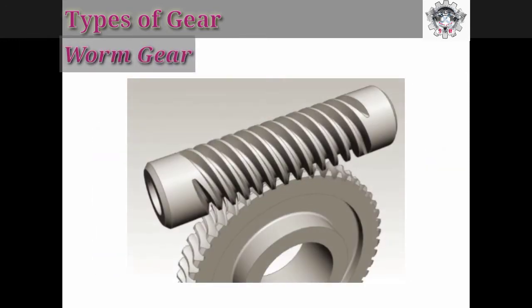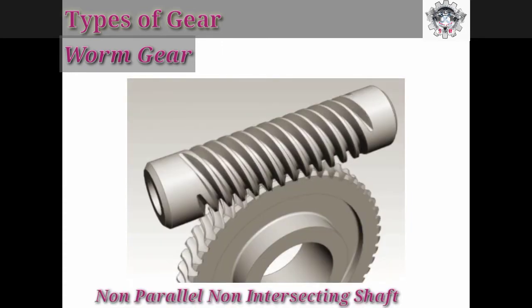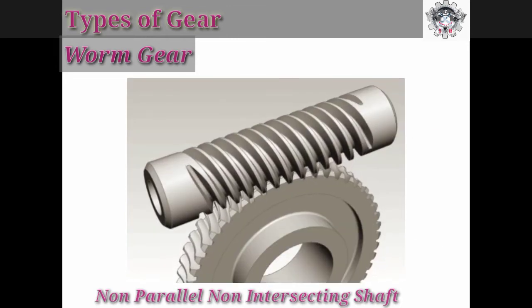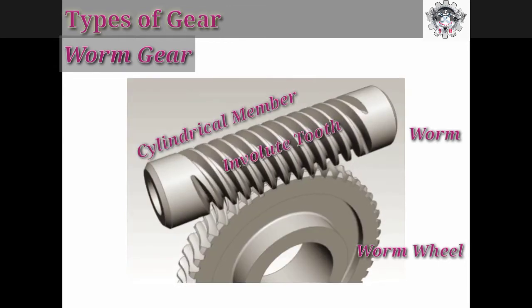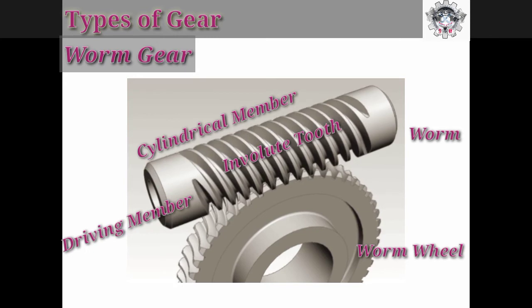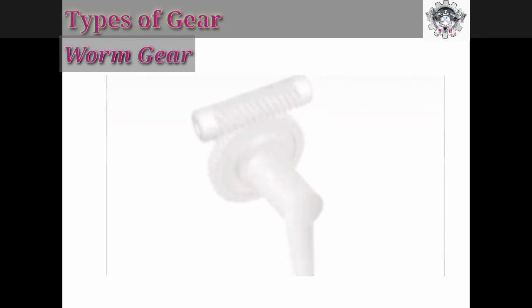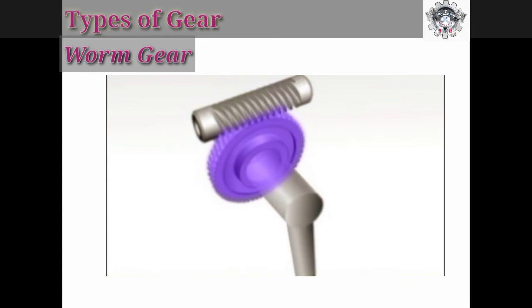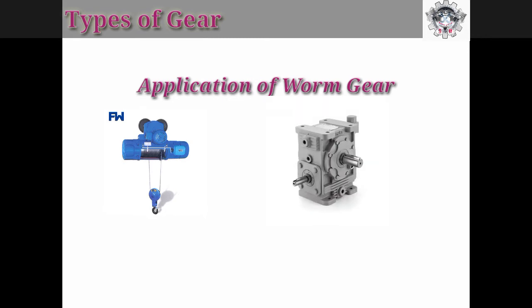Next one is worm gear. Worm gear is used to transmit power between two non-parallel, non-intersecting shafts with high velocity reduction. Worm gear consists of a worm and a worm wheel. Worm is a cylindrical member having involute teeth and acts as the driving member. Worm wheel is a toothed gear and acts as the driven member. Worm gear has a shallow angle which locks the gear in place and it cannot turn the worm back. The main applications of worm gear are lifting devices, speed reducers and screw jacks.